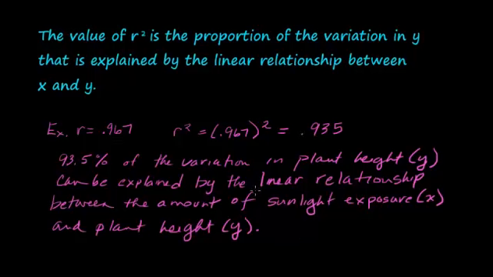93.5% of the variation in the height of the plant is due to this linear relationship between the amount of sunlight exposure and plant height, r squared. So this is a measure of how much the linear correlation between x and y actually affects the value of y.